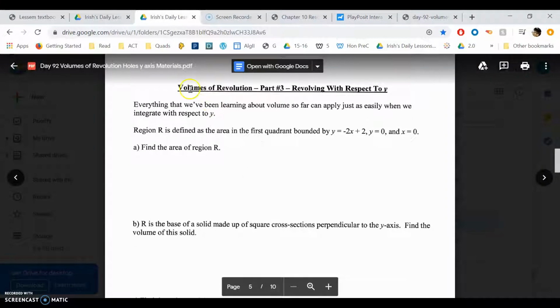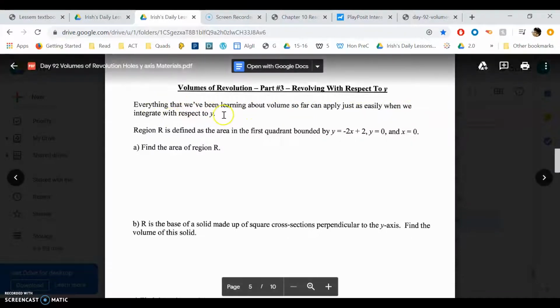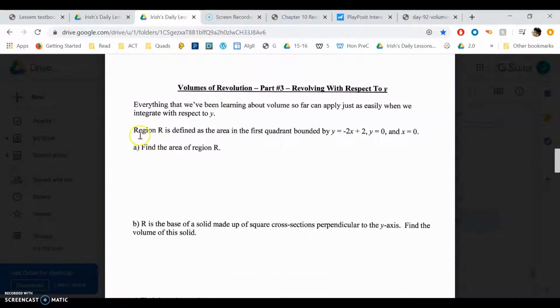So write this down on the top. Volumes of Revolution, Part 3, revolving with respect to y. Okay, so we've done in respect of x, we've done the donuts, we've done the discs, we've done all that stuff. So now let's put it all together, shall we? Everything that we've been learning about volume so far can apply just as easily when we integrate with respect to y.